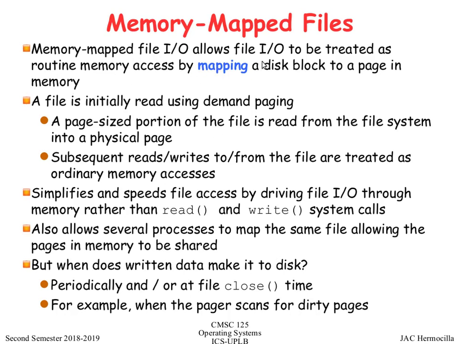So it allows file I/O to be treated as a routine memory access by mapping a disk block to a page in the memory. A file is initially read using demand paging. Okay? A page size portion of the file is read from the file system into a physical page, and the reads and writes will be done on the page, like memory access, right? Like a move instruction. So this simplifies everything.